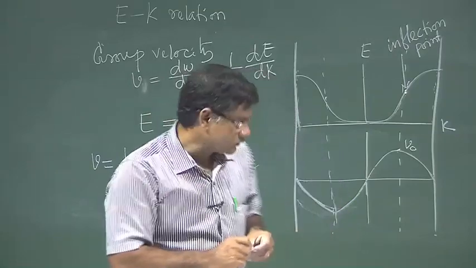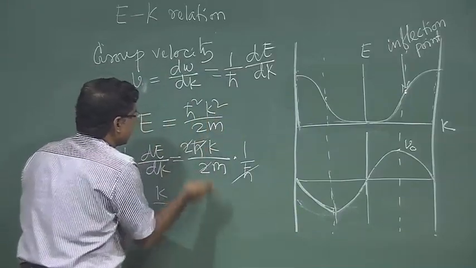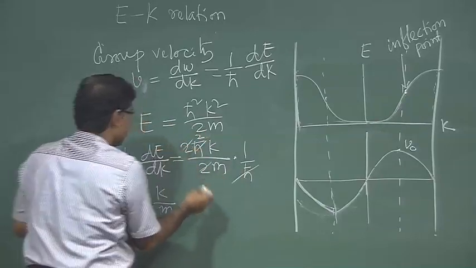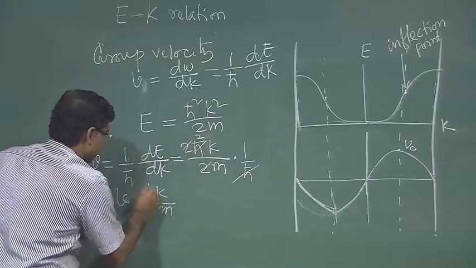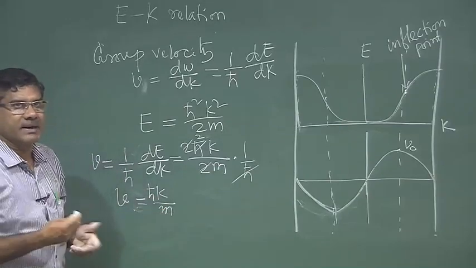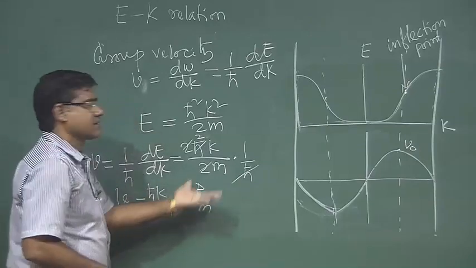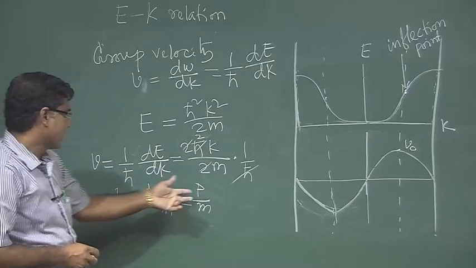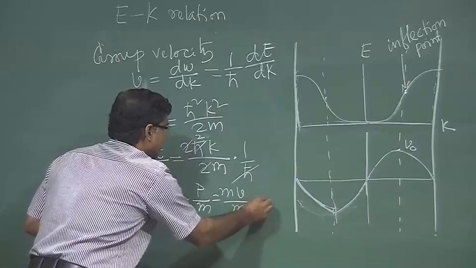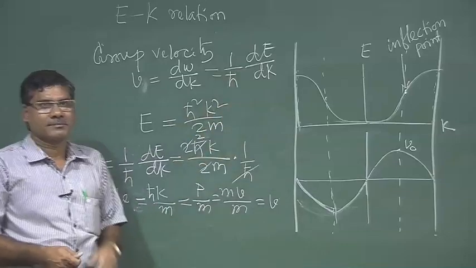Here I made a mistake. Basically h cross square is there, so only one h cross is gone, and one h cross will be there. So, h cross k by m, right. For a free electron, what is h cross k? That is the momentum p. So, p by m. Since p is mv, mv divided by m is v. So this is v.